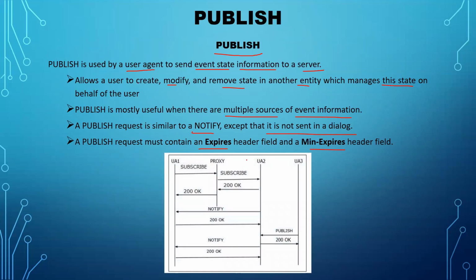Just like this one here, you can see this is user agent 1, this is proxy, this is user agent 2. Till this stage, it was the same as the previous one, notify, right? So here you can see this notify was sent within this dialog, and now publish. So publish would be there from user agent 3. It says publish, and then it gets a response 200 OK. And then this publish will give a notify message to user agent 1 about this publish, right? So user agent 2 will notify user agent 1 in the notify message for the publish event.